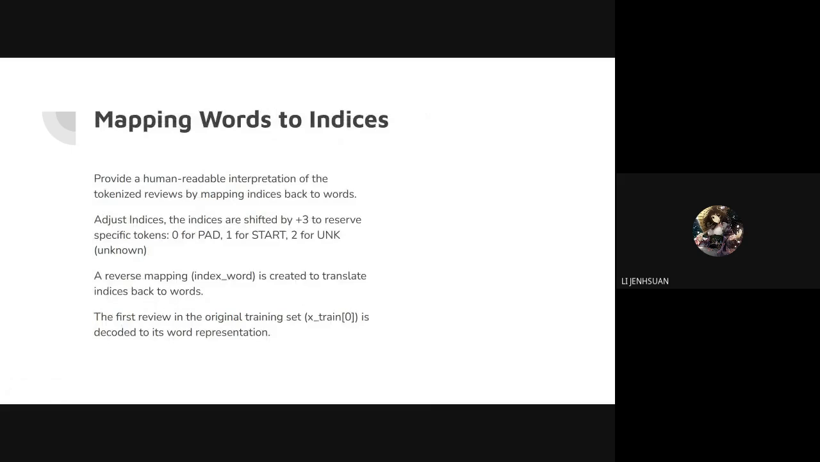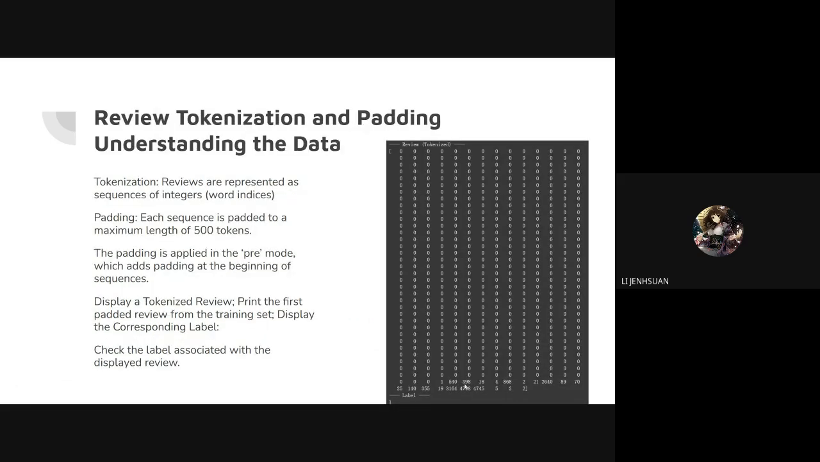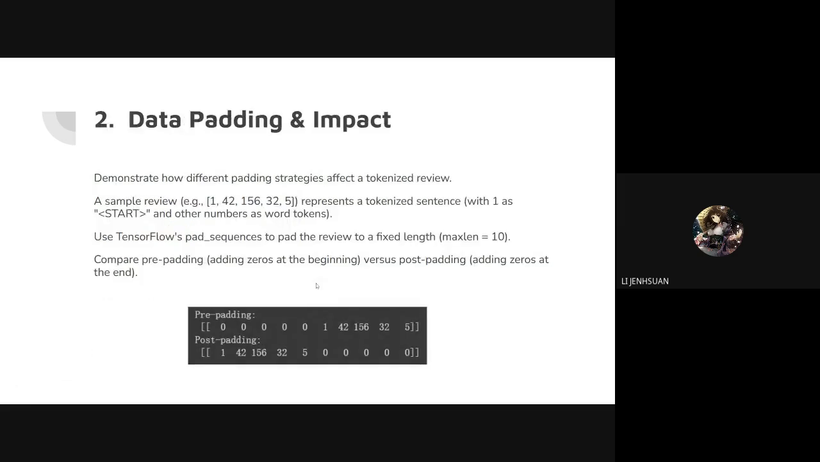We can also adjust the index to reverse a specific token. Besides, a reverse mapping is created to translate an index back to a word, so we can know what specific meaning this number represents. This part tells you that the sample review shown in this slide starts with 1, a start token. The pre-padding and post-padding part was also explained previously, so I will skip it.